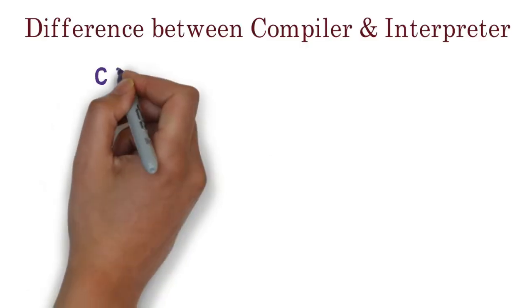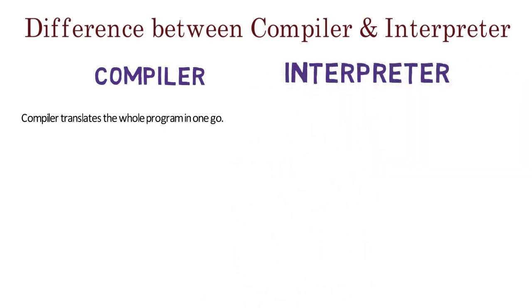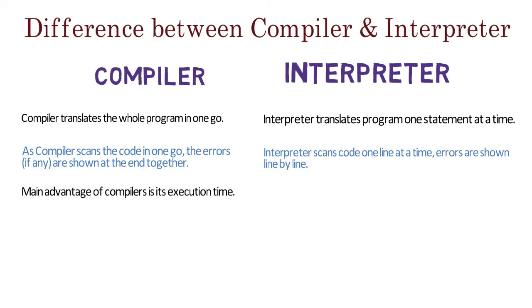Now coming to the differences between interpreter and compiler. Compiler translates the whole program in one go, while interpreter translates program one statement at a time. As compiler scans the code in one go, the errors are shown at the end altogether. Interpreter scans code one line at a time, errors are shown line by line. The main advantage of the compilers is its execution time. Interpreters are slow in executing a program.